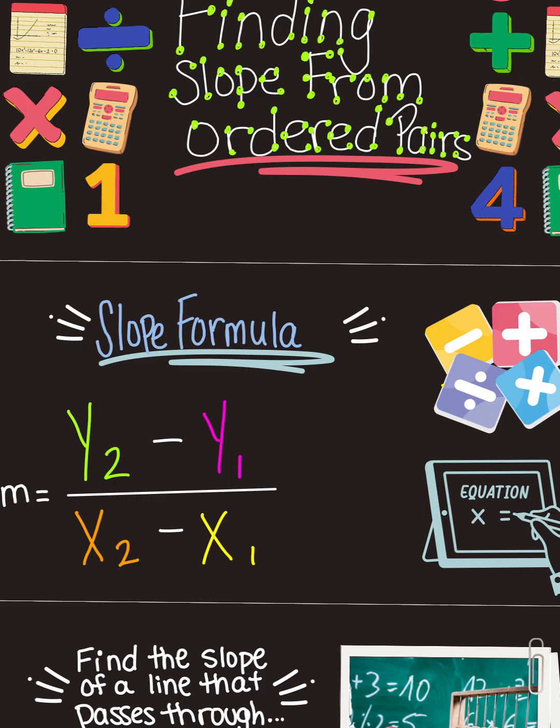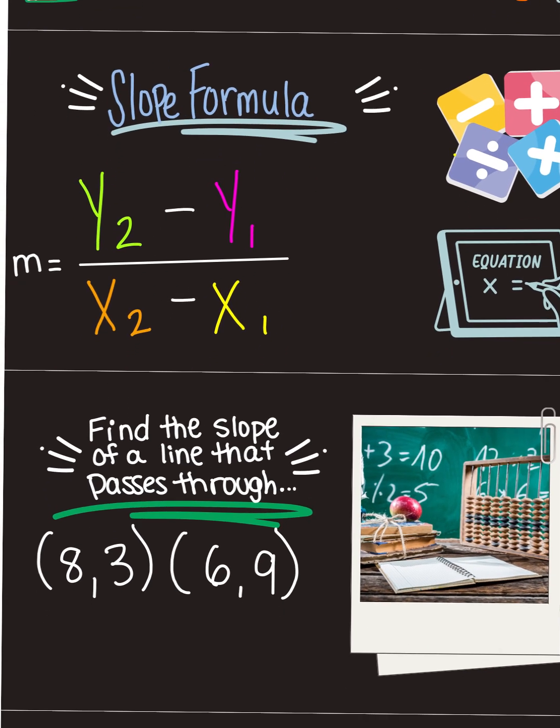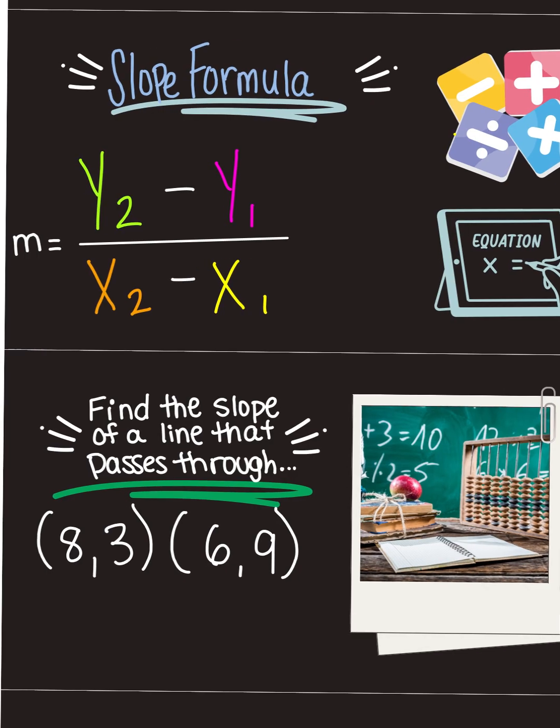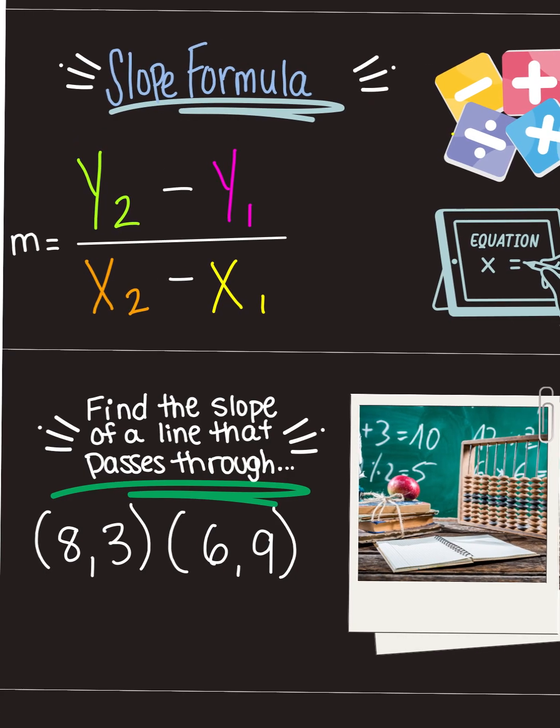Okay, so basically, the questions will look like this. Find the slope of a line that passes through these two ordered pairs. I have 8, 3 and 6, 9. Do you agree that you could graph both of those points on a coordinate plane and connect them and form a line? And if you wanted to, then you could find the rise over the run and figure out the slope of the line. However, I would assume that nobody wants to sit there and graph those points. So instead, we're going to use the slope formula.